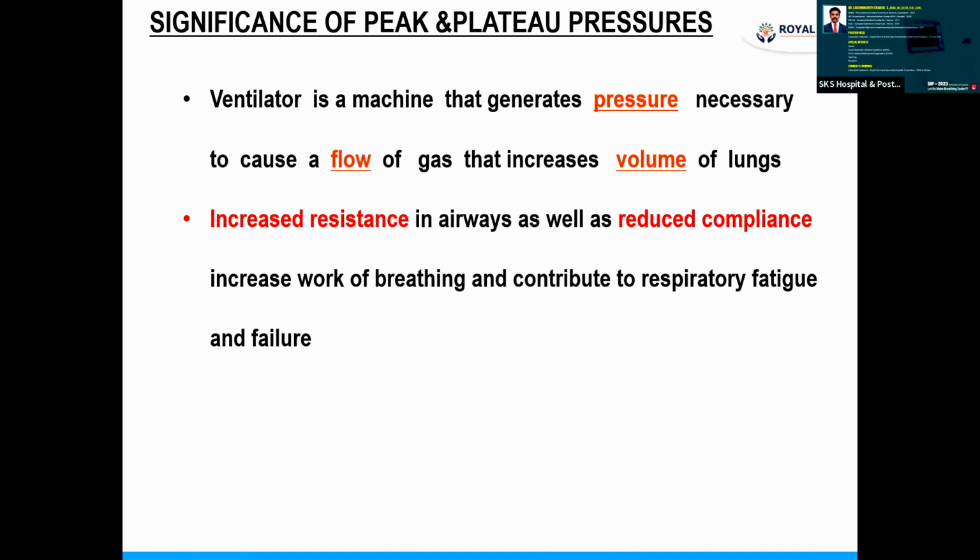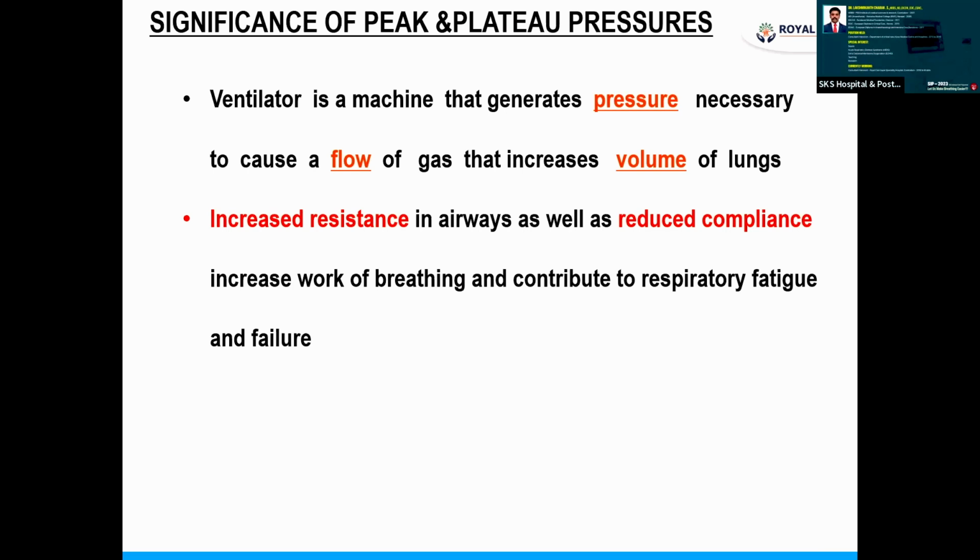And compliance is predominantly a problem at your distal airway, that is, at the level of your alveolus. So resistance is at the level of your airway, and compliance is a problem that happens at the level of your alveolus, the distal part where your oxygenation takes place. Both an increase in resistance as well as a reduction in compliance cause an increase in your work of breathing. As this increase in work of breathing worsens, the patient gets into respiratory fatigue and failure.